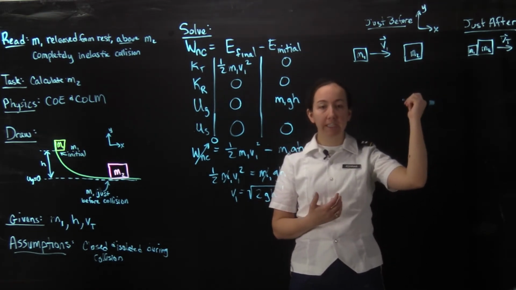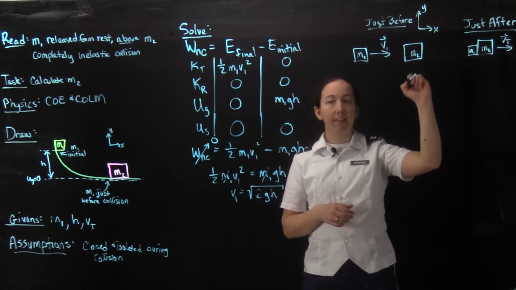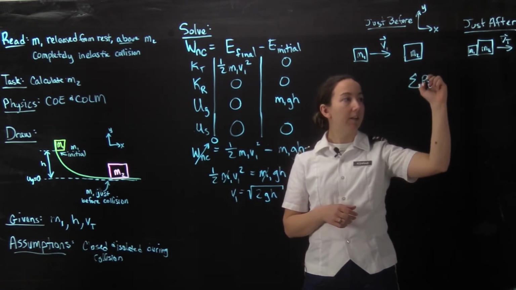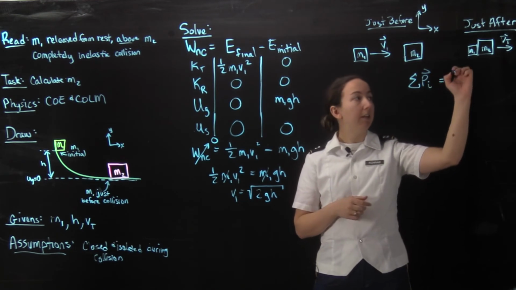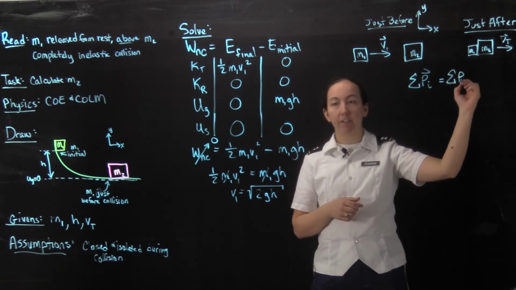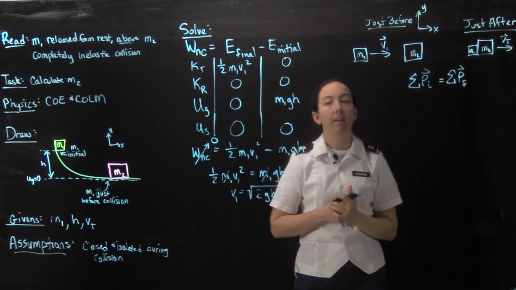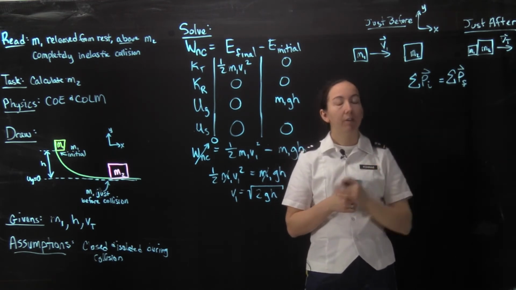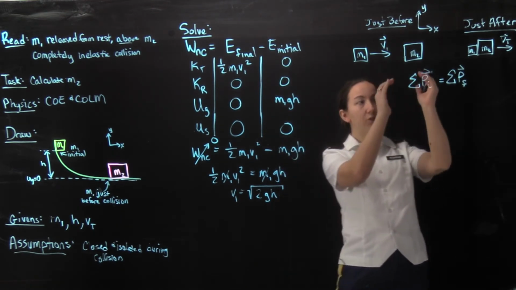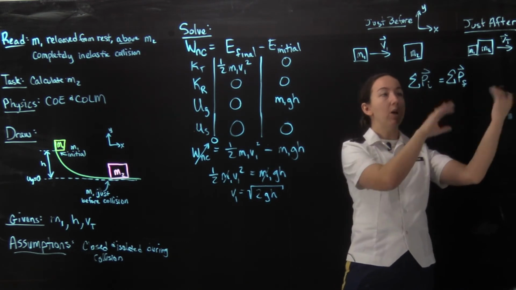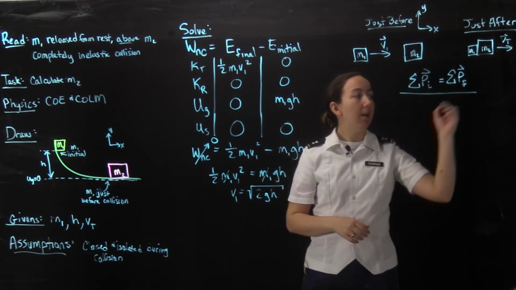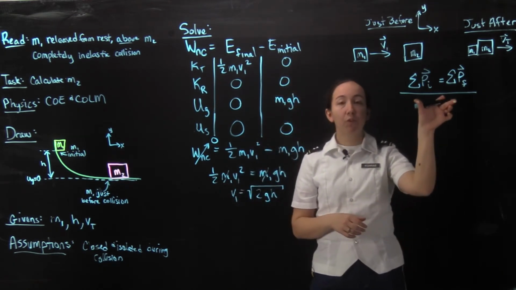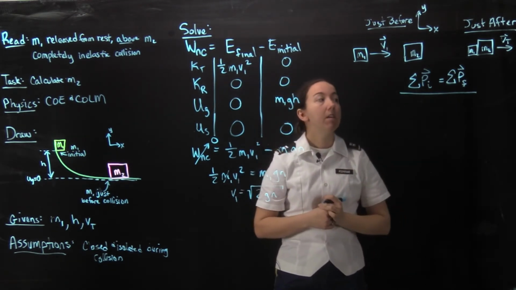So our conservation of linear momentum equation is that the summation of the initial linear momentum, which is a vector, is going to be equal to the summation of the linear momentum in the final position, which is also a vector. So all the initial linear momentums, you add them all together. All the final linear momentums, you add them all together. And it's a vector, so that means I should resolve this out into the x and the y.